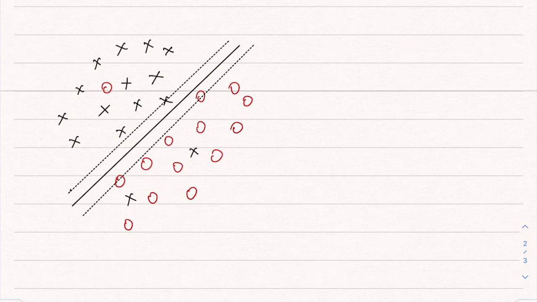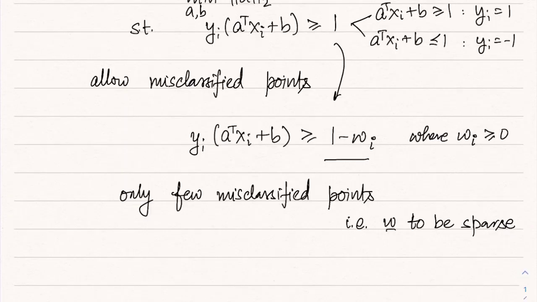Now, one thing is that we only want a few misclassified points, which means that we don't want all the points to be on the wrong side, we want only a few of them to be on the wrong side. So which means that we want W to be sparse, right? So we have already seen how we can encourage a vector to be sparse. We can encourage it by just penalizing the L1 norm, if you remember. So that was the approximation.